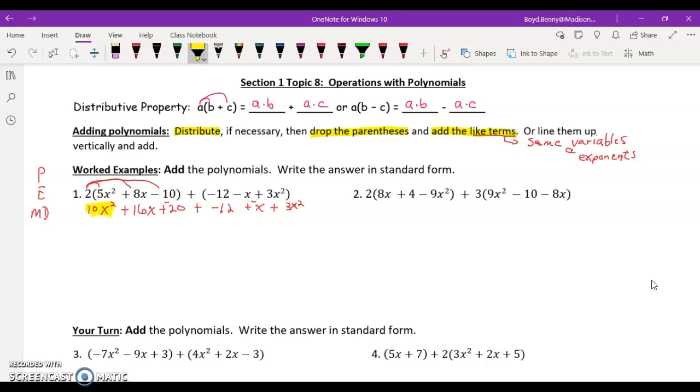So first thing I notice is I have a 10x squared and a 3x squared. That's going to give me a total of 13x squared. Notice I don't add the exponents because I'm not multiplying like bases. Okay? Next, I see I have a 16x and a plus negative x. Okay, so if there's no number in front of that x, then that is a negative 1x. So 16 plus negative 1 would give me a 15x.